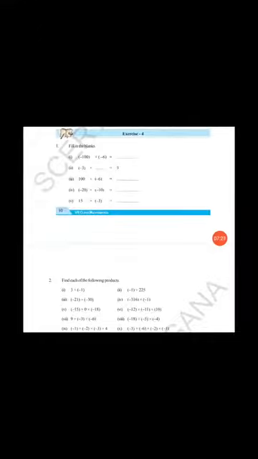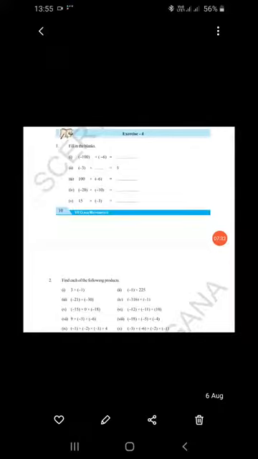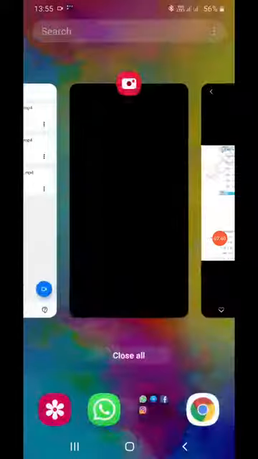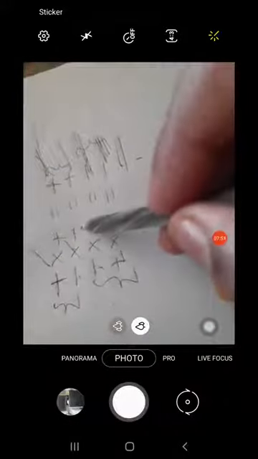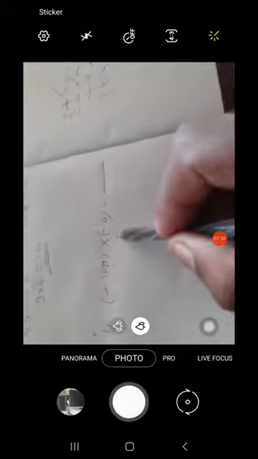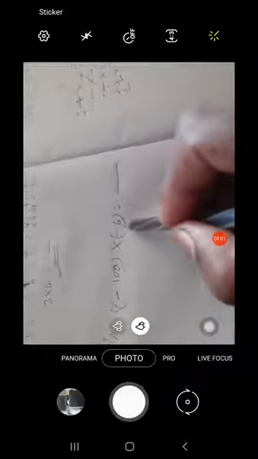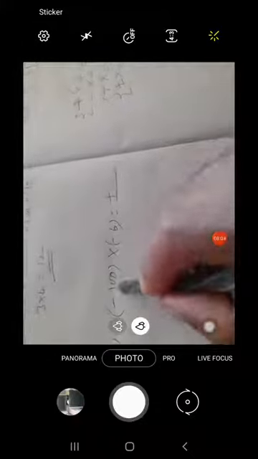Next, you can observe Exercise 4. Exercise 4 also has some problems given there. Fill in the blanks. What is the first? Minus 100 into minus 6, that is equal to how much? You can observe minus into minus. We have some conditions already. This is a negative term, this is also a negative term. Negative into negative is positive. The product of any two negative numbers will be positive. So 100 into 6 is 600.